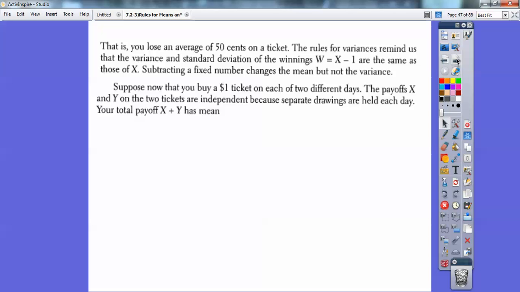The payoffs X and Y for the 2 different days on the 2 tickets are independent because separate drawings are held each day. So your total payoff is just X plus Y, and the mean is the mean of X plus the mean of Y. The mean of X is going to be the 50 cents for one day, and 50 cents for the other day, which is a dollar total.